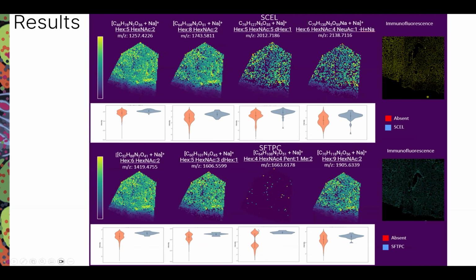And to go deeper into the details of these violin plots, in blue, we see the region of our interest, such as Caveolin or SFTPC regions. And we can see that their presence is more upregulated than the presence of this molecule in any other region of our tissue.